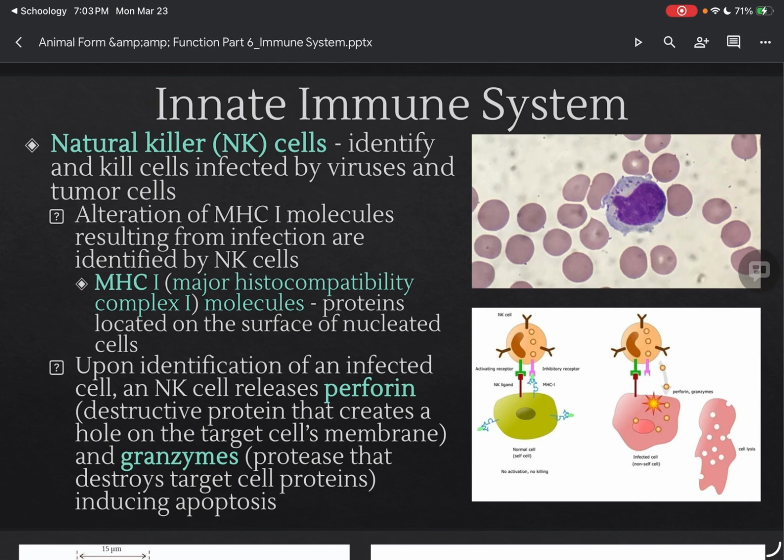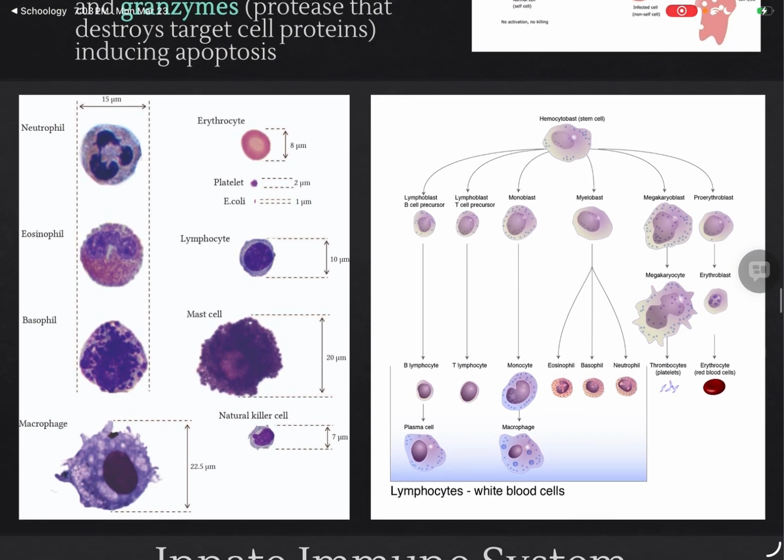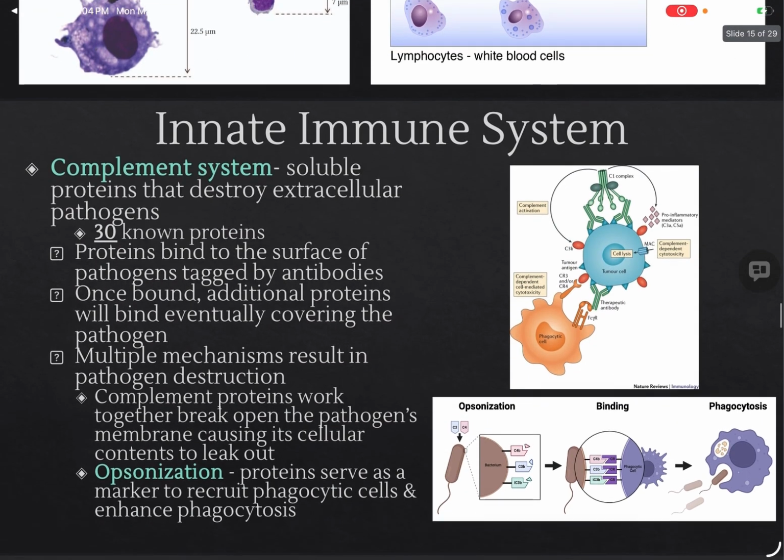Upon identification of an infected cell, the natural killer cells release perforin, which is a destructive protein that creates a hole in the target cell's membrane, and granzymes, which are proteases that destroy the target cell proteins, inducing apoptosis. Yes, I said it, apoptosis. I hope you guys remember that from last semester. Go ahead and pause to take a closer look at these different photos that help give you a visual differentiation between the different cell types.